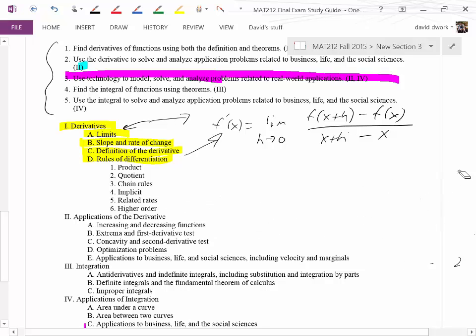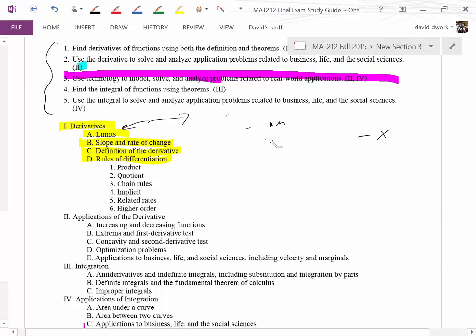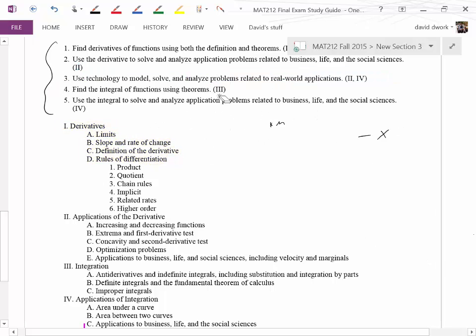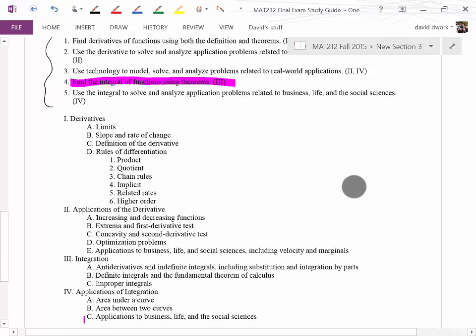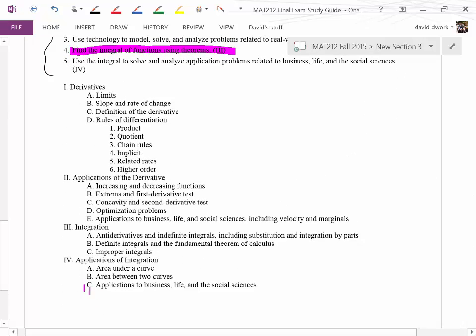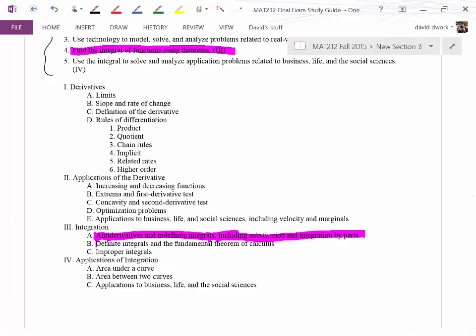So that's the derivatives portion. So now let's go on to the integrals portion. That's going to be number 4 and 5. Okay, so looking at number 4, it says find the integral of a function using theorems. So when we say finding an integral, that's Roman numeral 3. So the antiderivative and indefinite integrals, including substitution and integration by parts. So essentially, can you use your derivative rules, your integration rules to find antiderivatives? And you need to know how to do substitution and by parts.